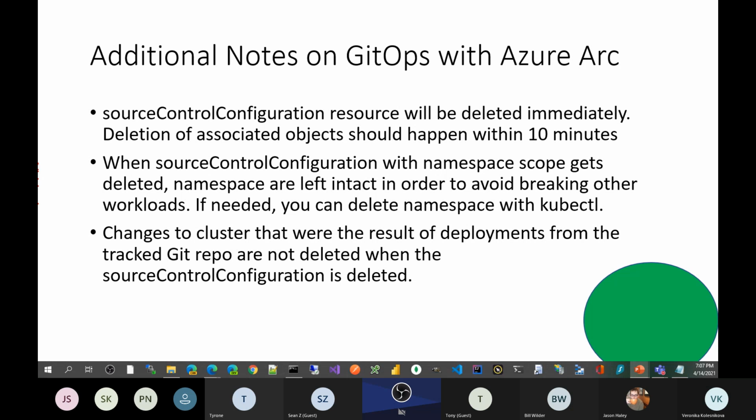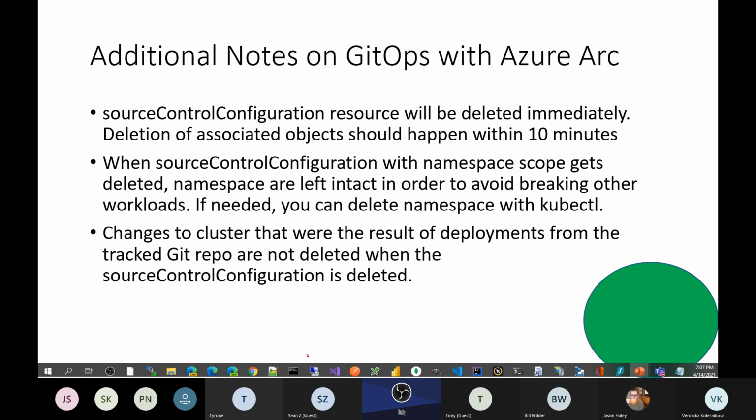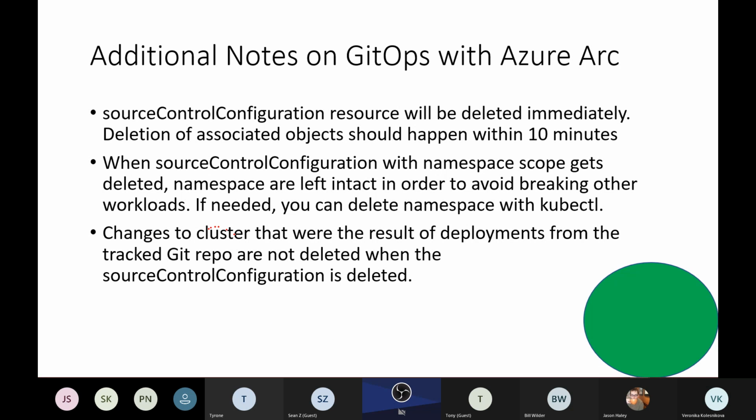Oh, here's the poll. So if you delete the configuration, it'll happen within 10 minutes. And then here I talk about the namespace getting deleted. They are left intact in order to avoid breaking other workloads. So you can use kubectl to delete the namespace if needed. All right, so those are actually the nuances I was just alluding to.